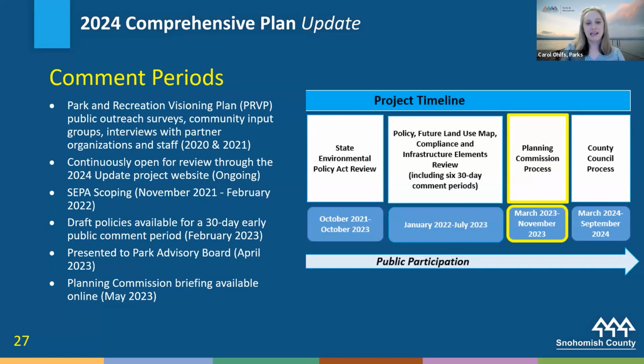In 2020 and 2021, the Parks and Rec Visioning Plan did public outreach surveys and gathered input from community groups, partner organizations, and park staff. Parks participated in the SEPA scoping in 2021 through early 2022. The draft policies were available for 30-day public comment period this February. We presented at the Park Advisory Board in April, and this Planning Commission briefing will be available online.